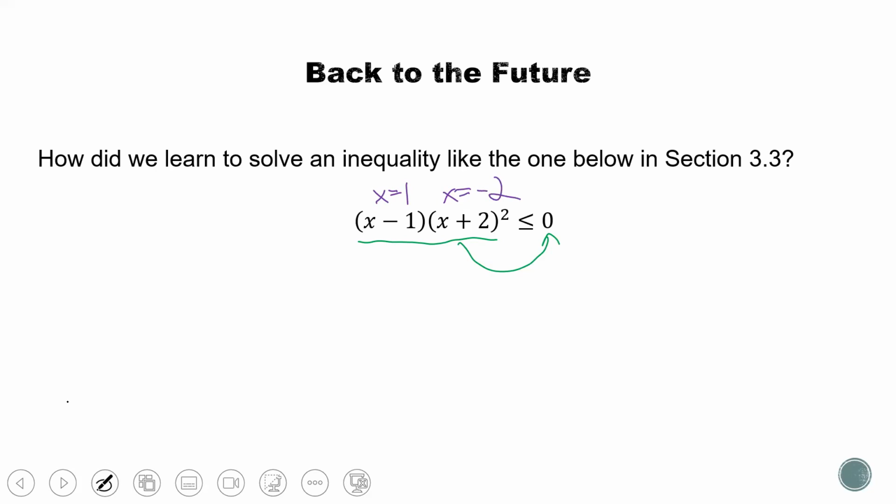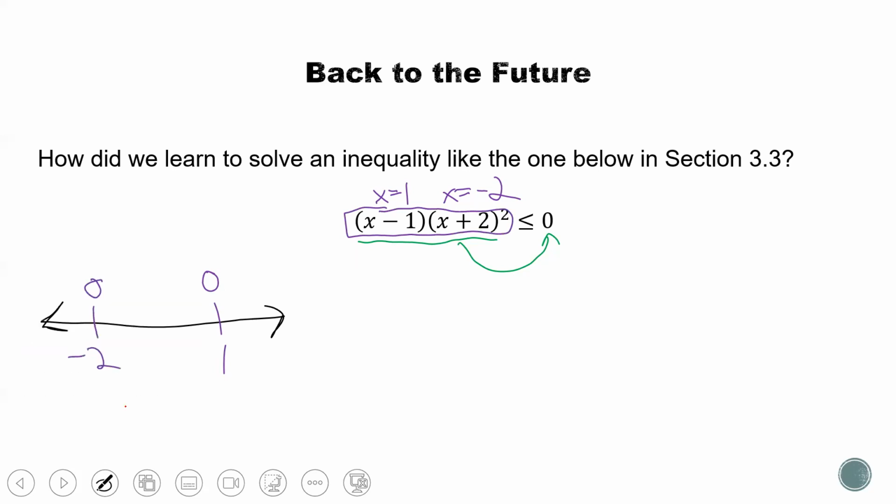And then once we had those values, we would go ahead and draw a number line. We would mark them on there in order from left to right. So since -2 is smaller, it would come to the left. 1 would go to the right. And then I'd put a reminder here to remind myself that at each of those points, they make this expression over here on the left, this x minus 1 times x plus 2 squared, equal to 0.